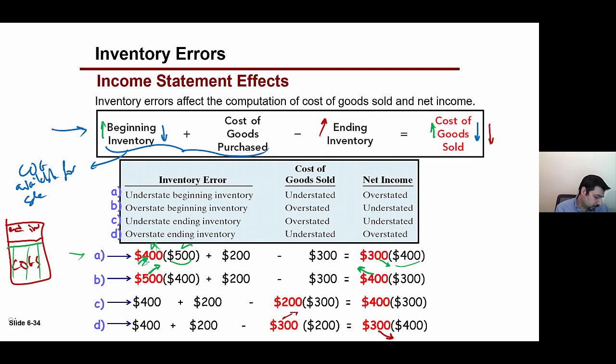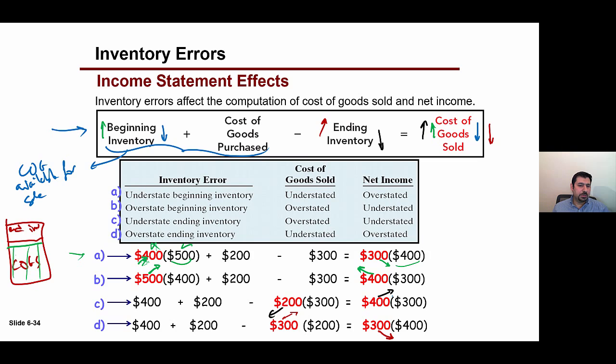If ending inventory is understated, the cost of goods sold will be overstated, and net income will be understated, because net income is revenues minus expenses, and we are overstating our expenses. This is the case here: when we understate ending inventory, we are overstating our expenses, and at that point it means that we are understating our net income.